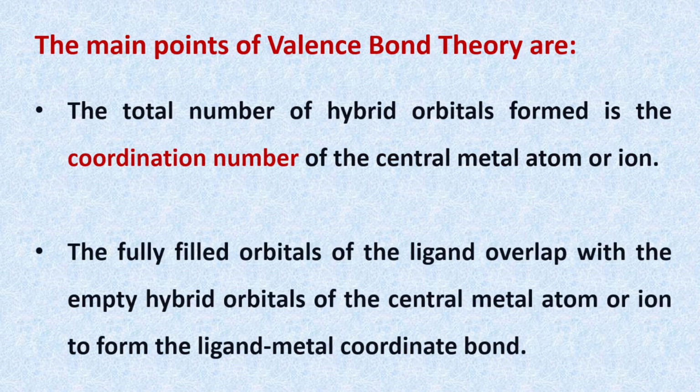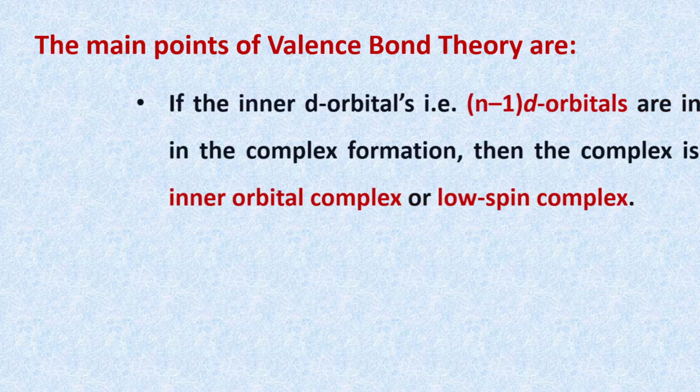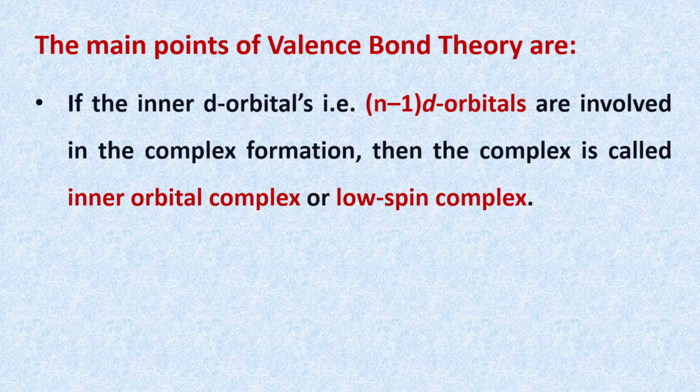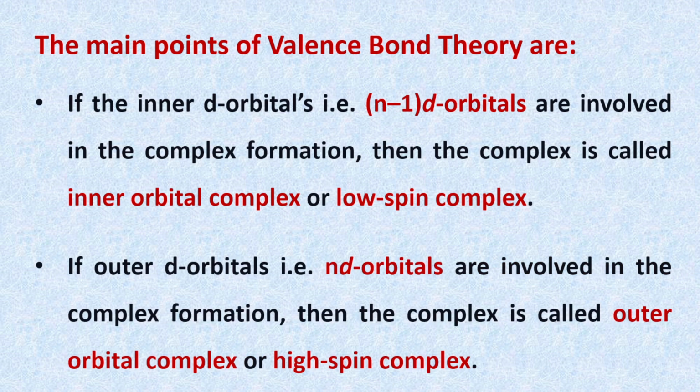The fully filled orbital of the ligand overlaps with the empty hybrid orbital of the central metal to form the ligand-metal coordinate bond. If the inner d, that is (n-1)d orbitals, are involved in the complex formation, then the complex is called an inner orbital complex or low spin complex. If outer d orbitals, that is nd orbitals, are involved in the complex formation, the complex is called an outer orbital complex or high spin complex.